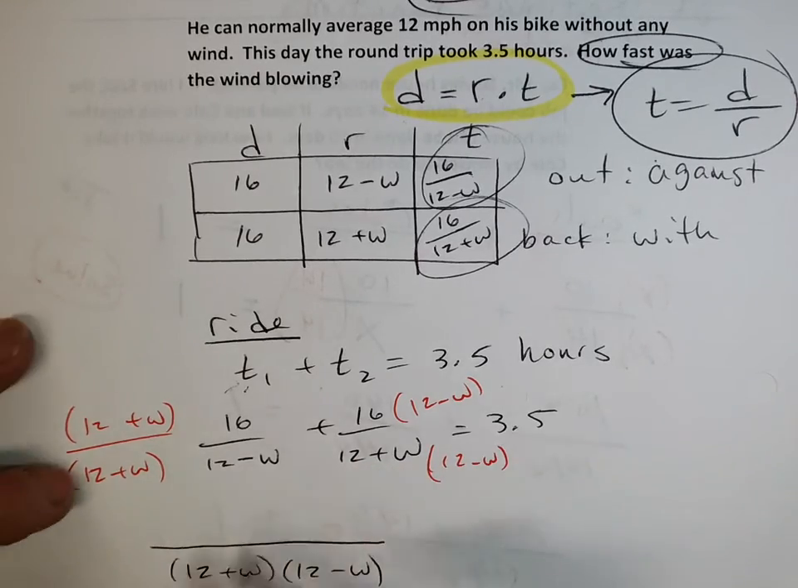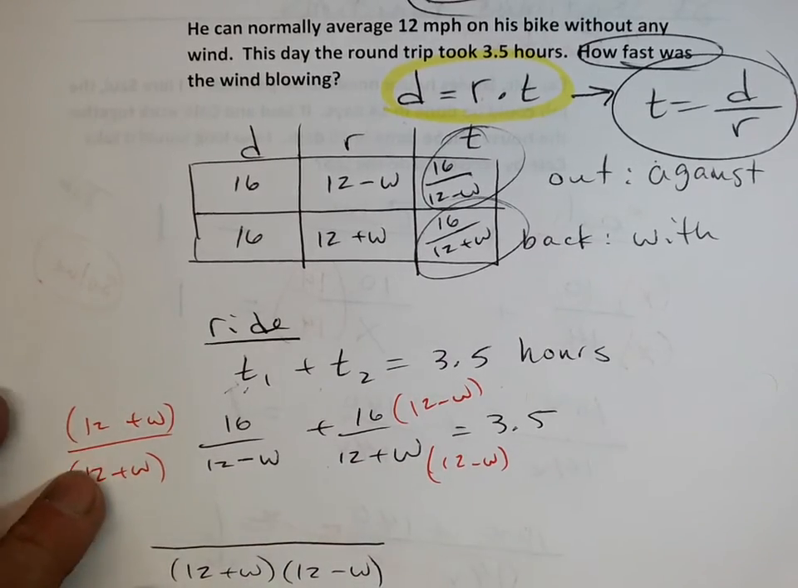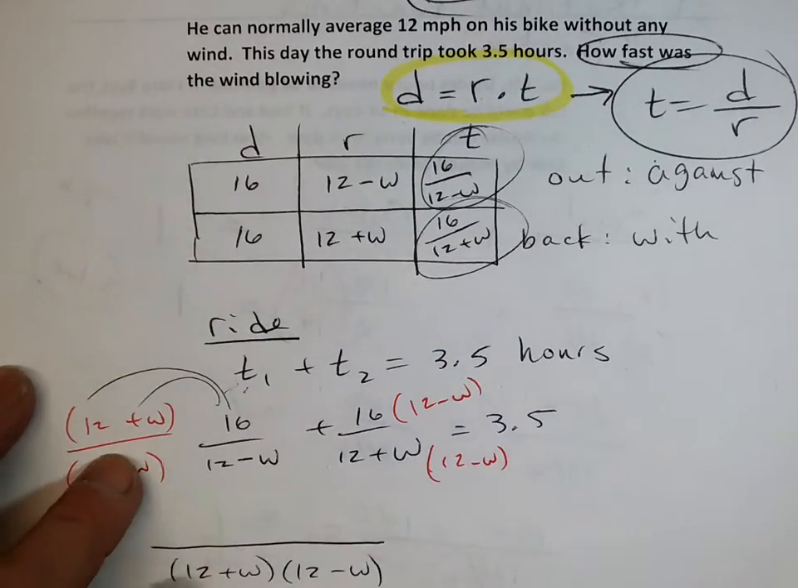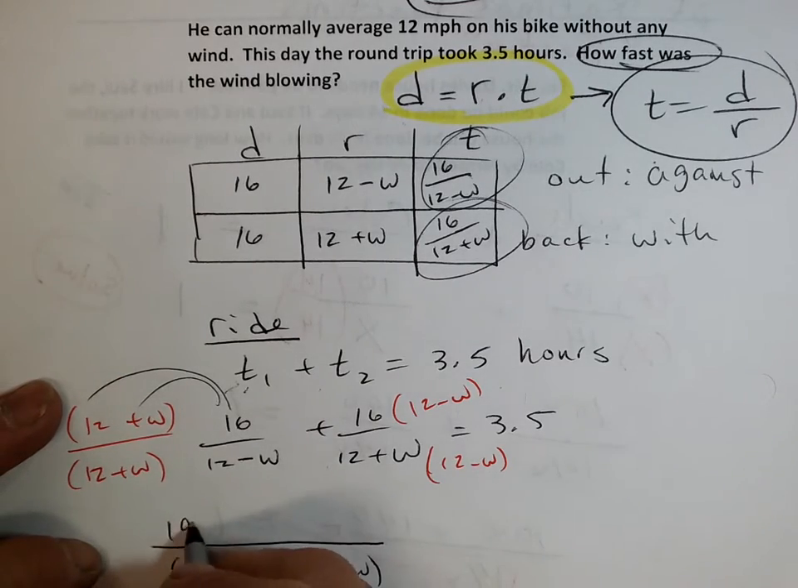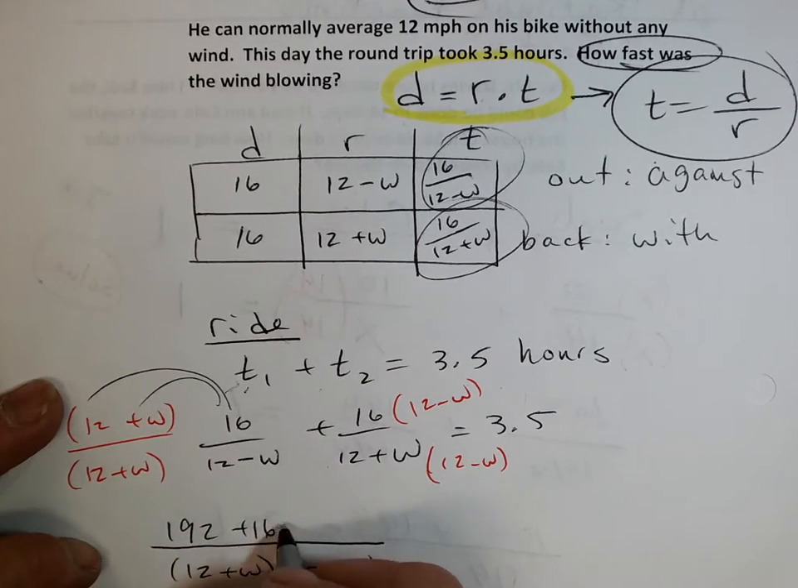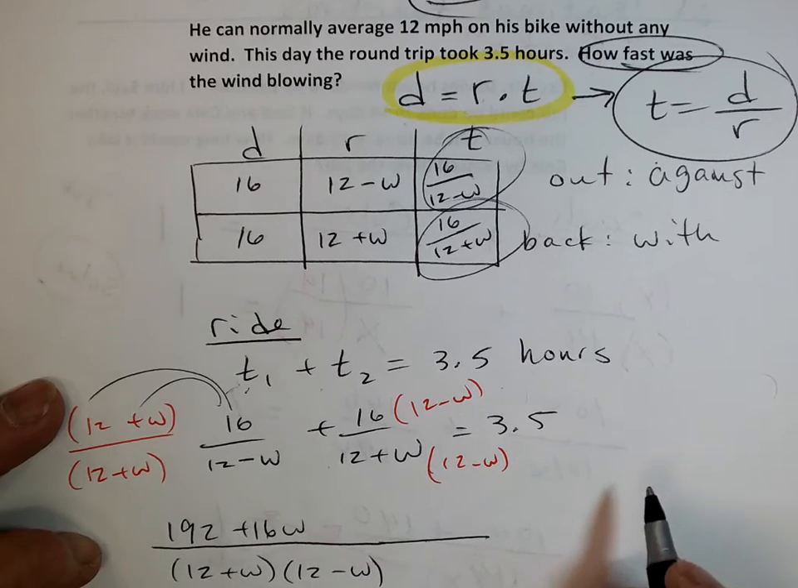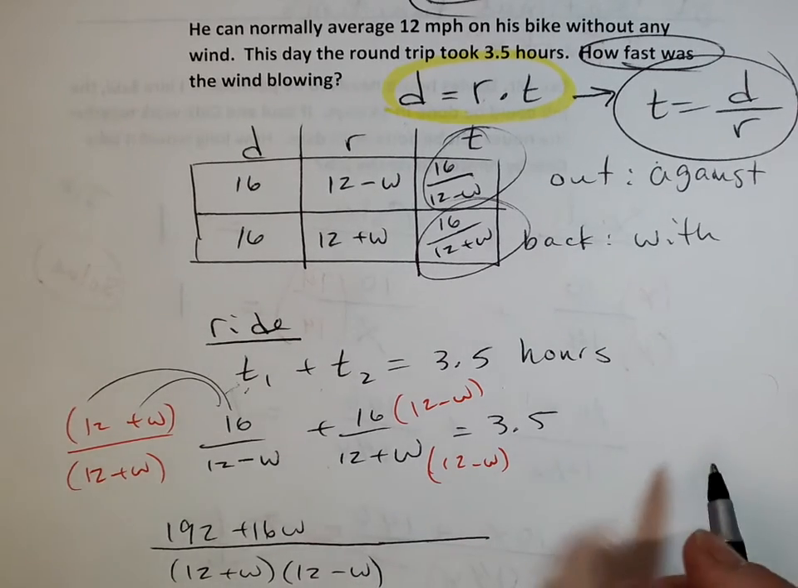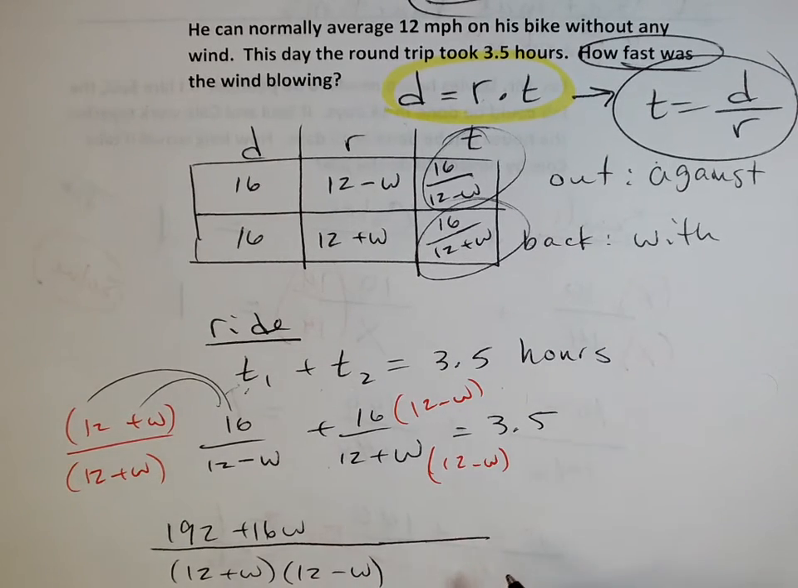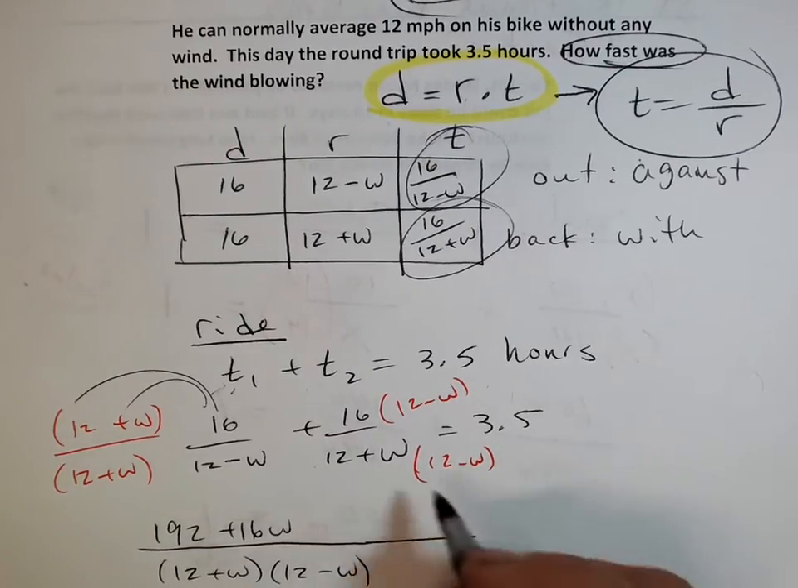Okay, so then, you're right. 16 times 12, Isaac, you're ahead of me. I'll go that times that, that times that. What is 12 times 16? I get an answer of 192. 192 plus 16W. Can you simplify the bottom too? Yes, I probably will. You're totally right.